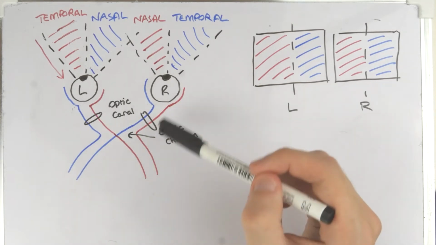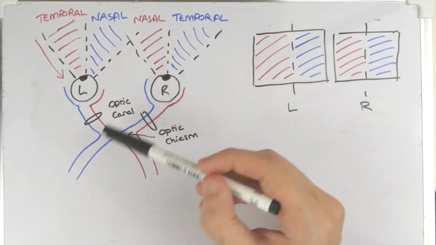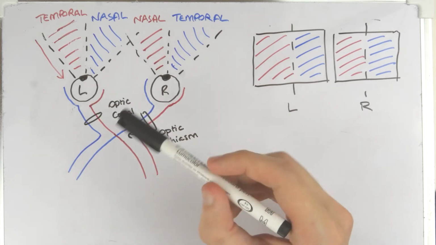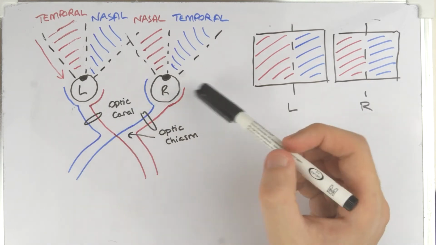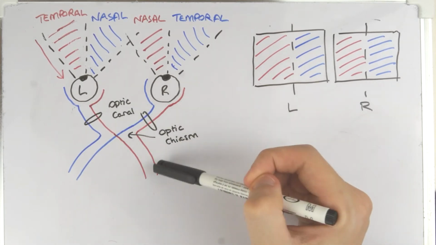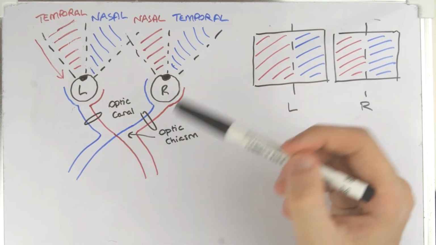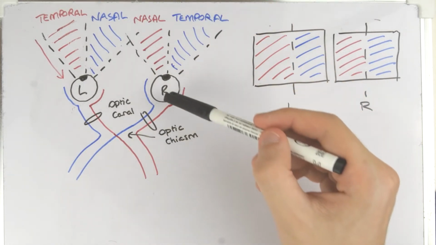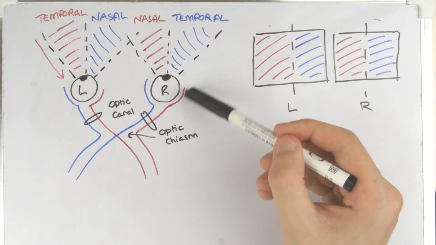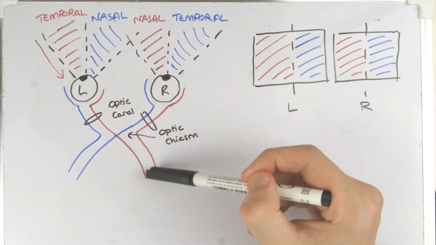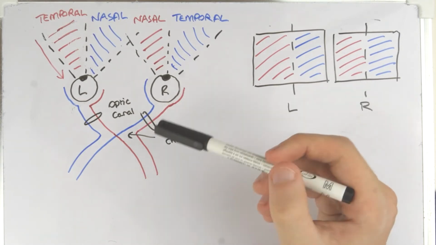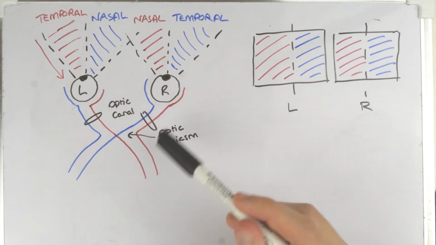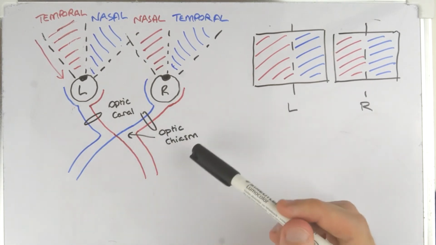So to reiterate once more, the nasal or medial fibres carrying the temporal visual fields have crossed over, while the temporal fibres on each side have actually remained ipsilateral, so they're carrying the nasal fields coming through, striking the temporal retina, which stays ipsilateral and doesn't cross over. And this is really important for certain pathologies, which we'll discuss towards the end.